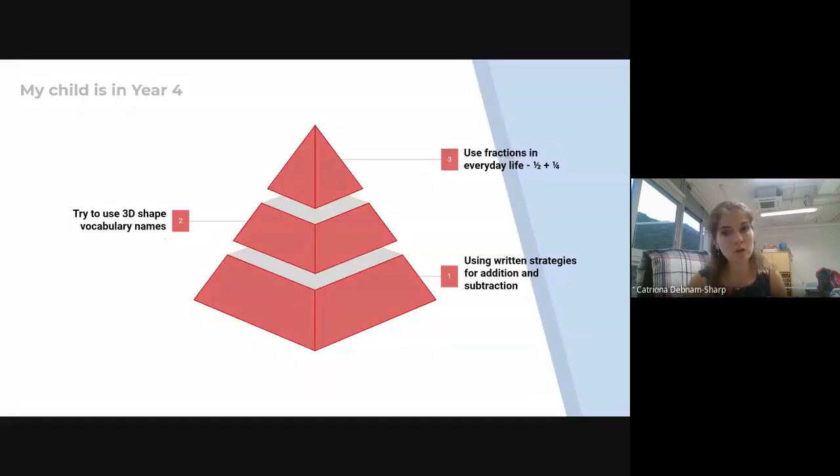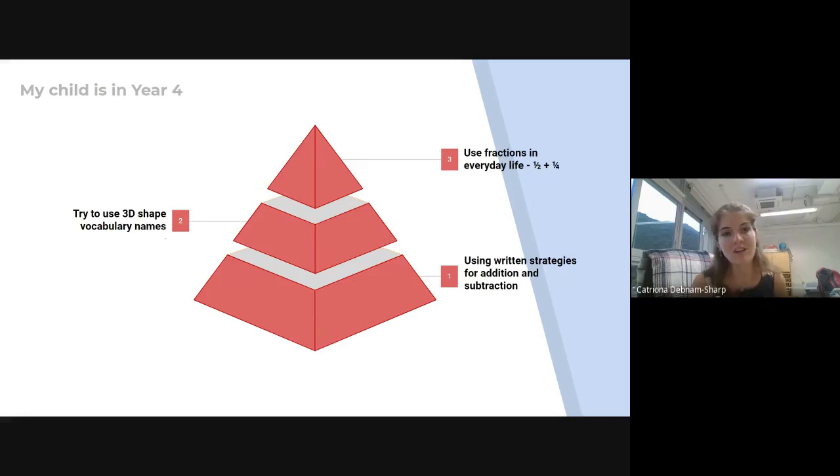Okay, in year 4, the 3 main things, these are kind of new ideas or concepts that are studied more closely in year 4. The first being written strategies for addition and subtraction, just feeling really confident in how it works. Using 3D shape vocabulary names.